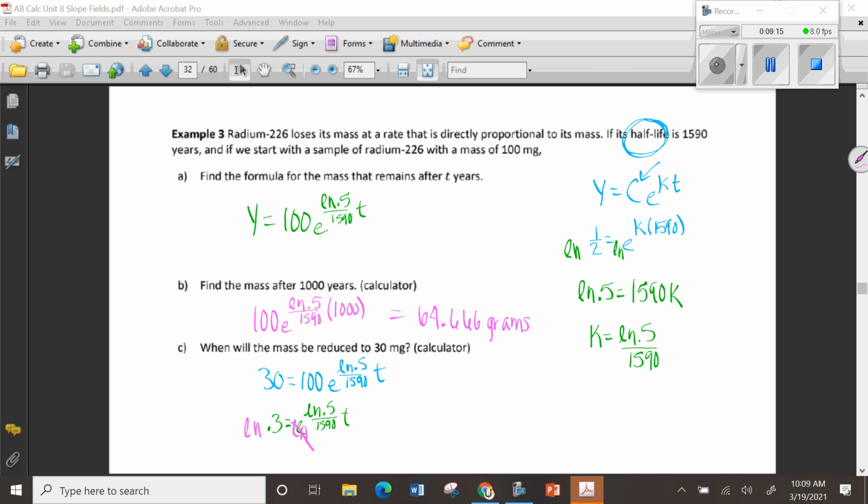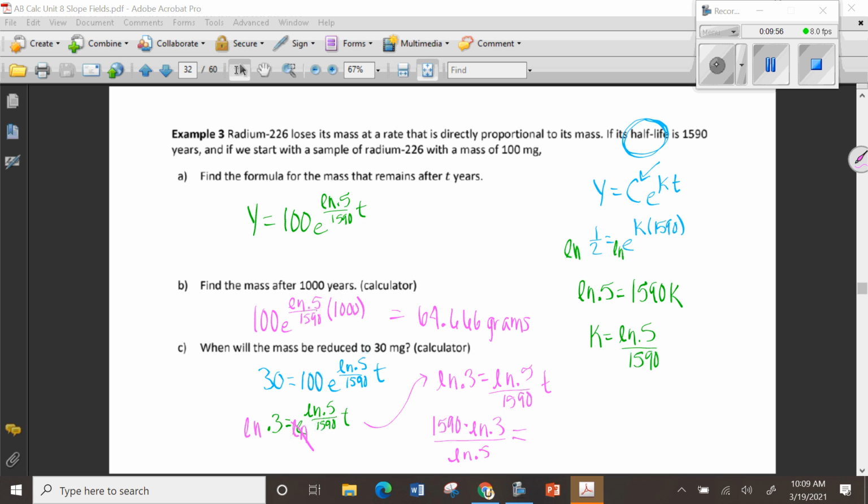So now I'm left with ln 0.3 equals ln 0.5 over 1590 times T. Then we need to move the 1590 over and divide by the ln 0.5. Or you could think of it as just flipping that, taking the reciprocal of that ln 0.5. So we're going to have T equals 1590 times ln 0.3 divided by ln 0.5. We'll put that in the calculator and we're going to get a certain amount of years.